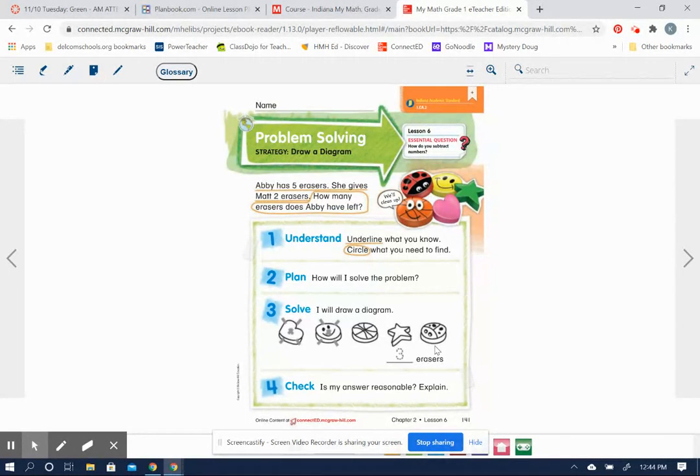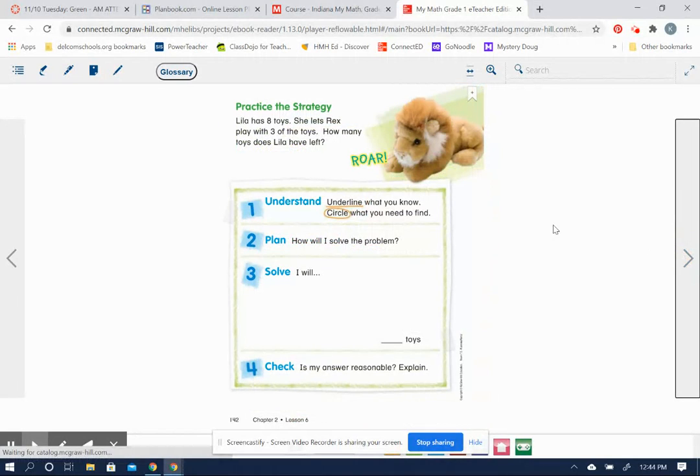Then you want to check, is my answer reasonable? Explain. Well, if you had a bigger number than 5, like what if you accidentally were adding these 2 numbers? 5 plus 2 would be 7. If you started with 5 erasers, would you end up with a bigger number after you took some away? No. So you have to think about, is it reasonable? Might I have 3 erasers left if I started with 5 and 2 of them were taken away? Yeah, that's reasonable.